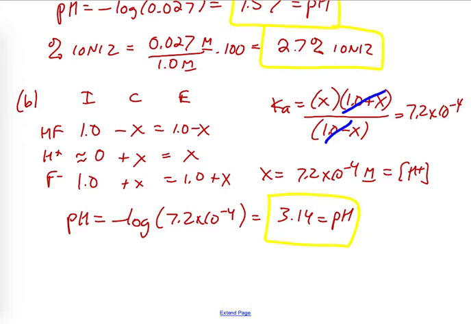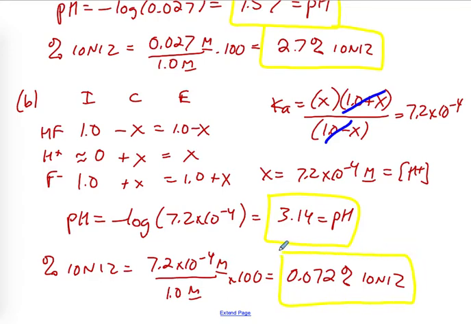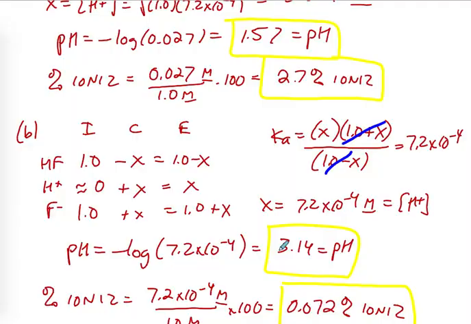And my percent ionization is 7.2 times 10 to the negative fourth molar over 1.0 molar hydrofluoric acid times 100, or 0.072% ionization. As you can see, this is a pretty substantial difference from what we calculated in part A, so let's summarize.